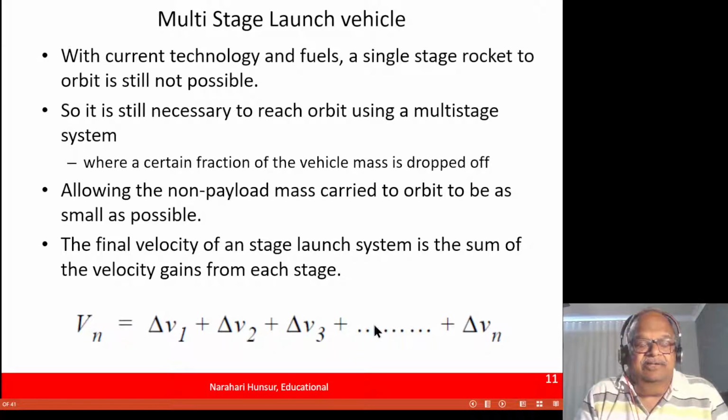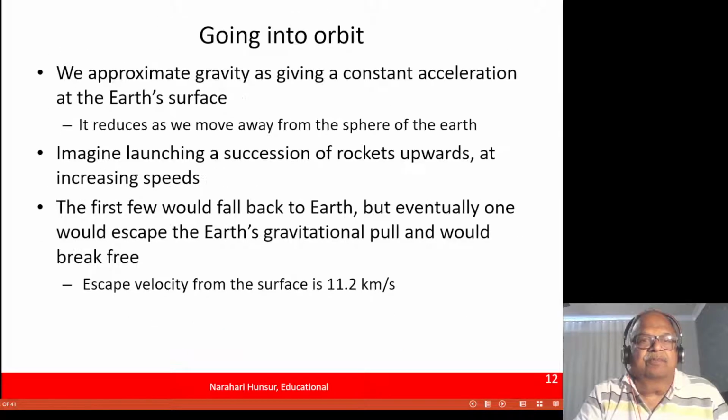It's no longer useful. Most of the launch vehicles are around 3 or at best 4. So I said putting something into orbit. So what does it mean, going into orbit?